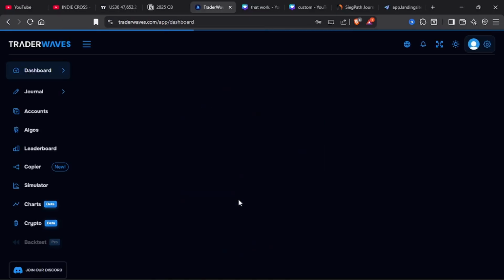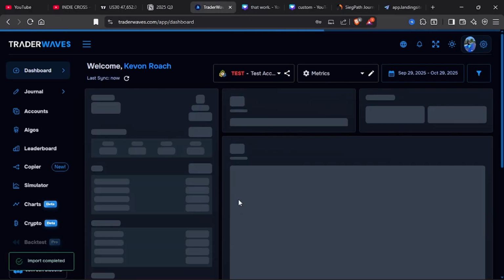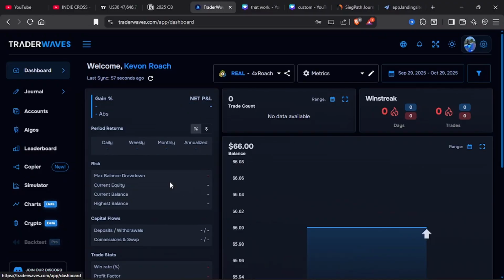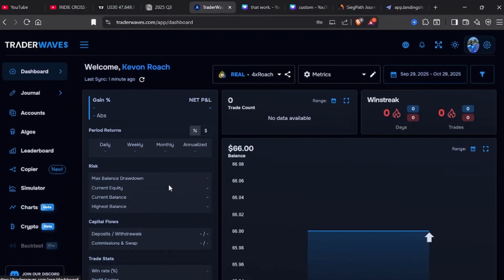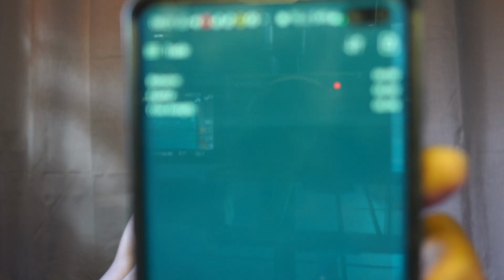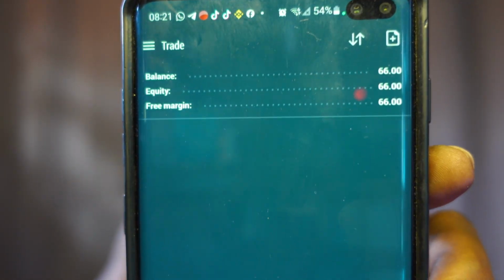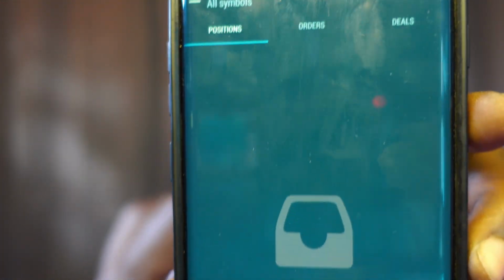Yeah, so I'll also give you a peek into the Trader Waves account to verify that I haven't actually placed any trades, and I'm going to show you the MT5 as well. So same account number, same balance, and when we go to the MT5, same account balance. Yes, same account balance. And then when we go down to the history, there are no trades placed in there. We're still sitting on our hands.